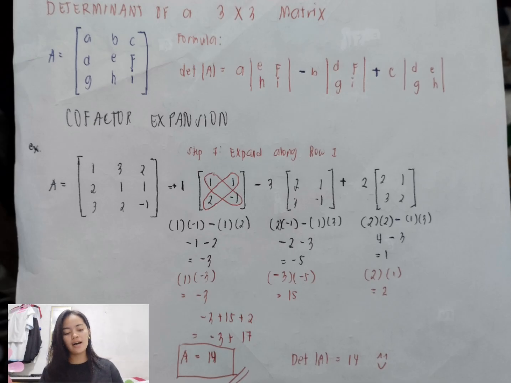Next we have a minus sign, and we get the 3, which is found in row 1, column 2. In eliminating row 1, column 2, the only numbers left are 2, 1, and 3, negative 1, and we input this inside these braces. And plus 2, and in eliminating row 1, column 3, we only have 2, 1, 3, 2. Please don't forget the formula for getting the determinant of 3 by 3 matrices.